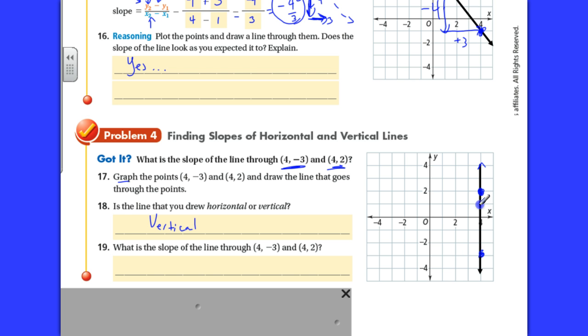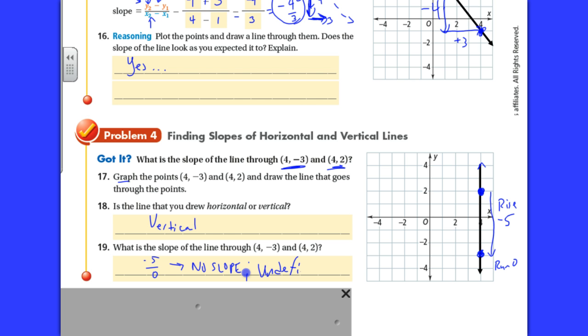If I'm on this point right here and I'm going to this point, I could go down or up actually. 1, 2, 3, 4, 5. I went down 5 and over 0. So my run is 0. So negative 5 is the rise. Negative 5 over 0. That's no slope, because the bottom number is 0. Or we can say undefined.